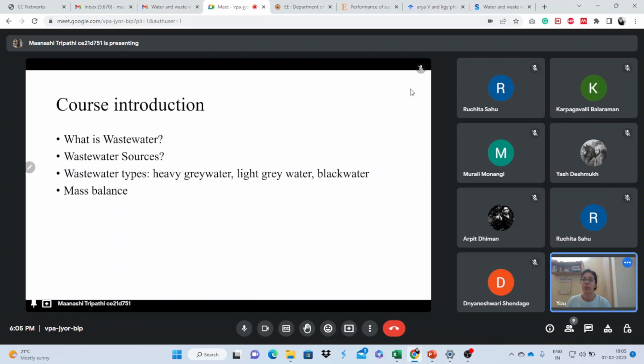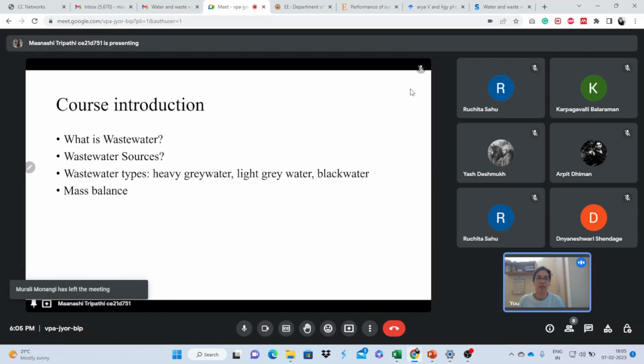That is important. Whatever activities we do in our daily life, from drinking to washing clothes, washing the home, cars, or gardening, we use some fresh, good quality water, and after all this activity, the quality of the water deteriorates. At that time, we call it wastewater when it is no more useful. But what can be done to this wastewater is what we will learn in this course.